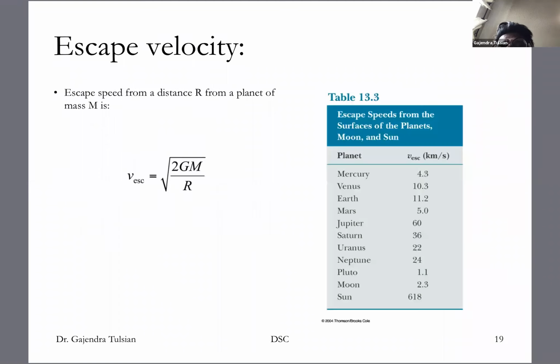So here are escape velocities. Escape velocity from Mercury is 4.3 kilometers a second. From Earth, like I said, 11 kilometers a second. So if you found yourself on the surface of the sun and didn't burn yourself, the escape velocity from the sun would be 618 kilometers a second.